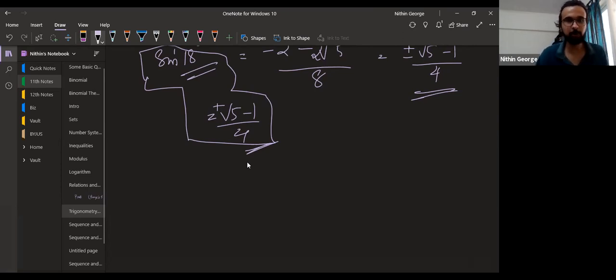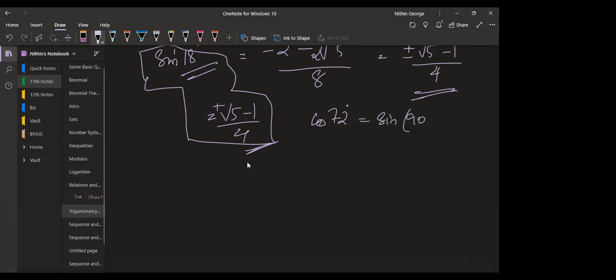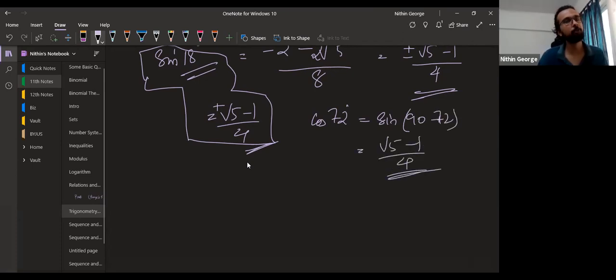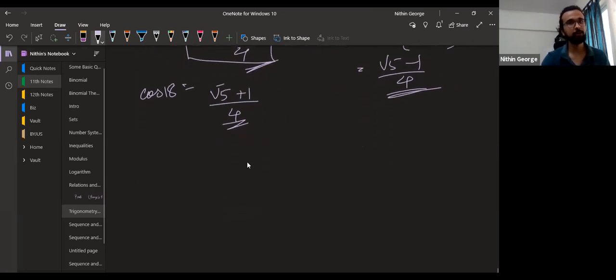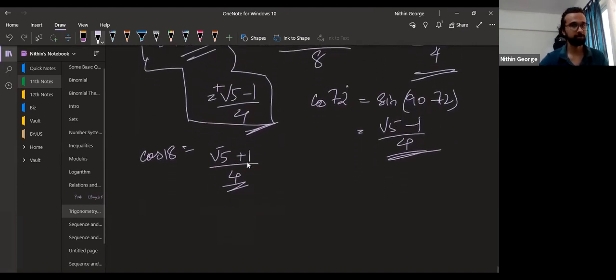If they ask you what's cos 72, what will you write? It'll be sine of 90 minus 72, which is sine 18. Immediately you'll write root 5 minus 1 by 4. Now, what about cos 18? You don't need to remember this. You'll be able to derive it using the same method. You'll get root 5 plus 1 by 4. Okay, guys? All right. Cos 18, you'll get as root 5 plus 1 by 4.